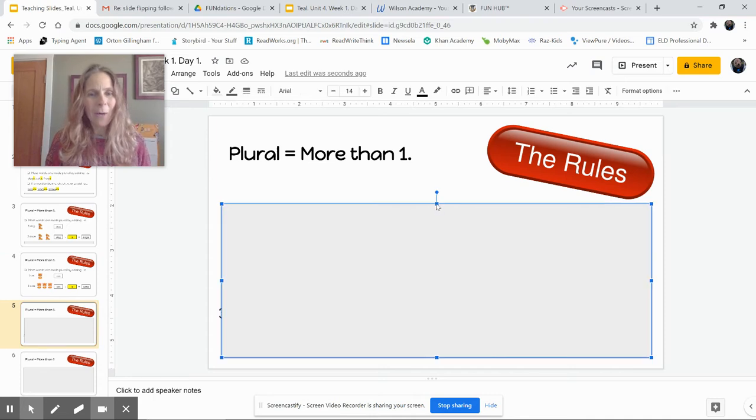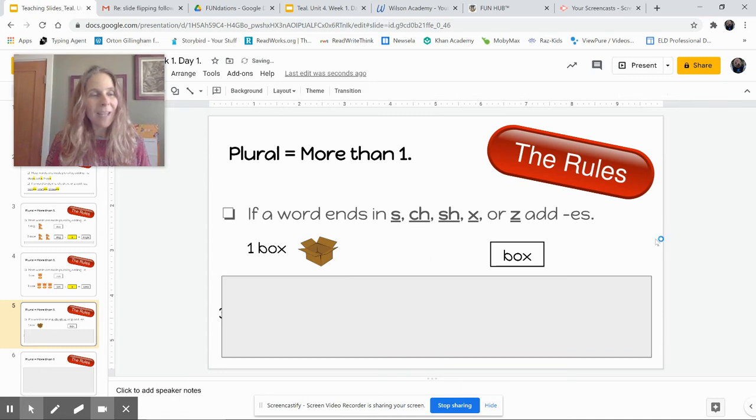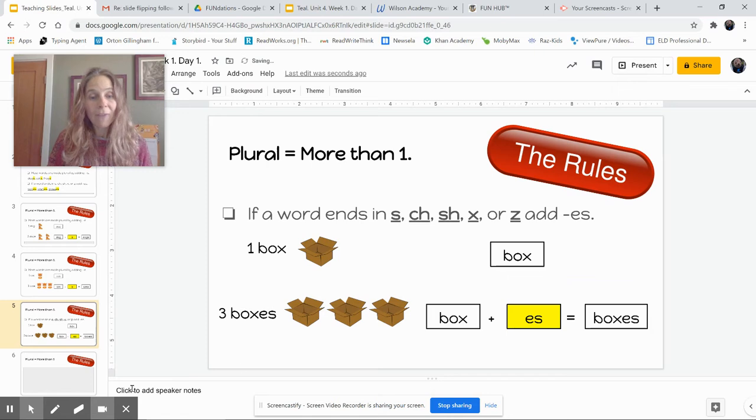Let's take a look at another one. What kind of creature do we have under here? Let's see. Ooh, we have a box. So let's look at my base word, box. My base word ends with an X. So if it ends with an X, I need to add ES. So now if I have three boxes, I'm going to spell it boxes with my suffix ES. Great, let's take a look at another one.